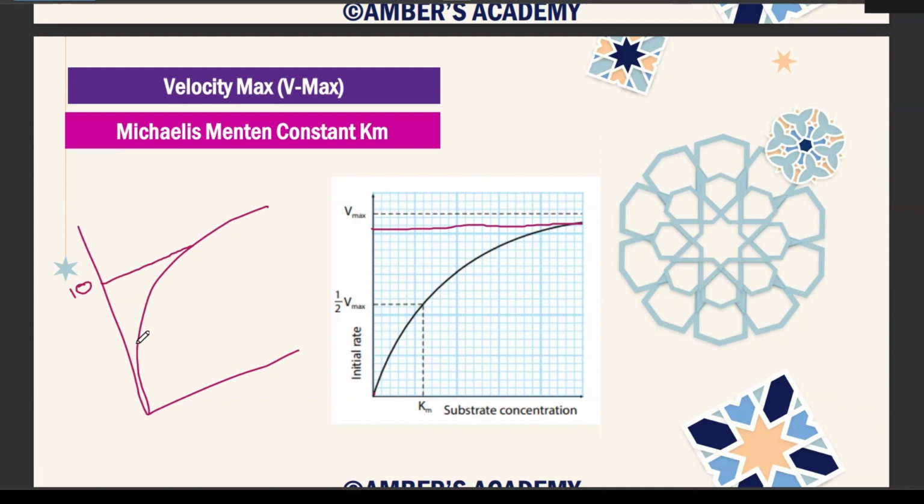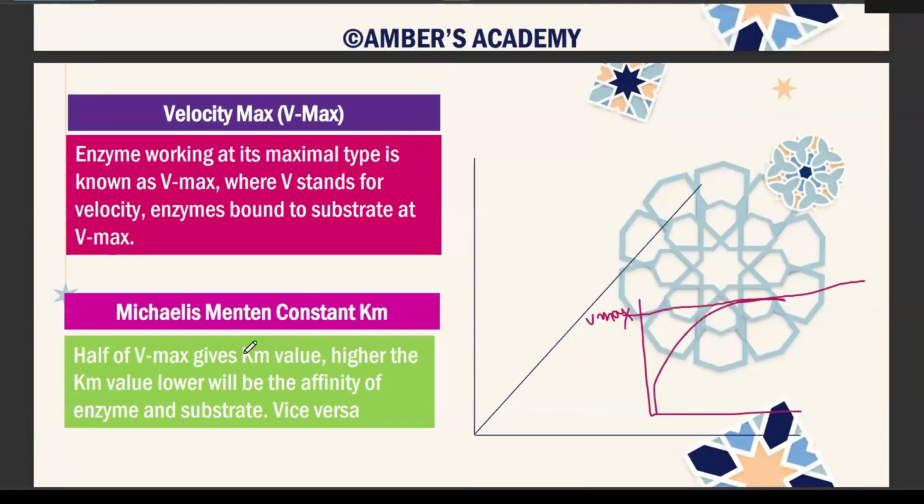So what exactly is half of 10? 5. So I'll see where 5 is in the graph and mark it. Then after marking 5, I'll see at what substrate concentration the reaction is occurring. Whatever the concentration is, if it is given as 5, then this is my Km value. How are we supposed to find the Km value? We take half of Vmax, and at half of Vmax we go down and mark the substrate concentration. And after that, you're supposed to write that the higher the Km value, the lower the affinity of enzyme and substrate, or vice versa.